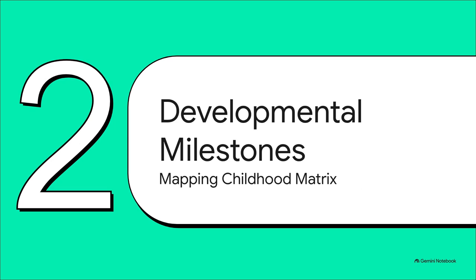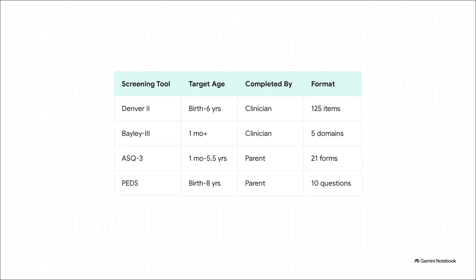Section 2. Tracking developmental milestones, mapping the matrix of childhood development. So, we have a whole matrix of validated tools available to screen for developmental delays. We've got clinician-administered tests like the comprehensive Bayley-3, which evaluates 5 domains and can take up to an hour. On the flip side, we have parent-completed tools like the ASQ-3 and PEDS. The ASQ-3 uses 21 age-specific questionnaires that a busy parent can knock out right in the waiting room.